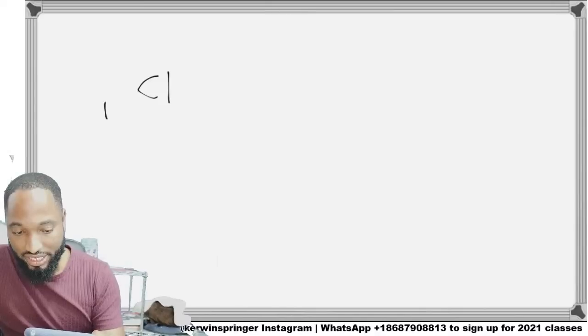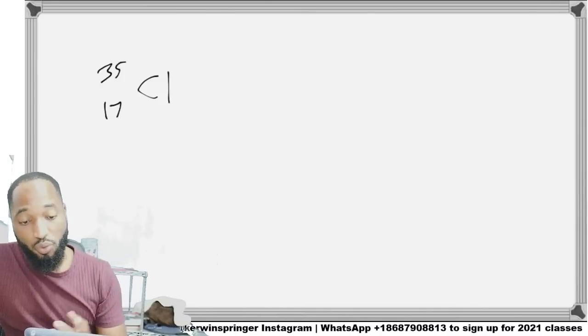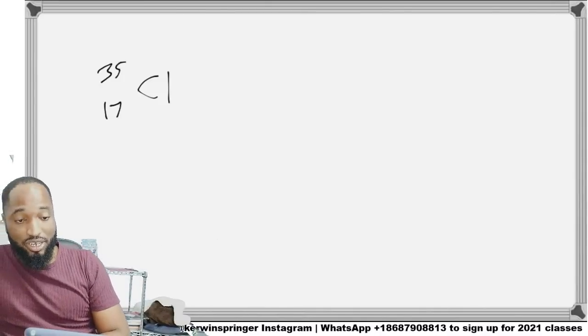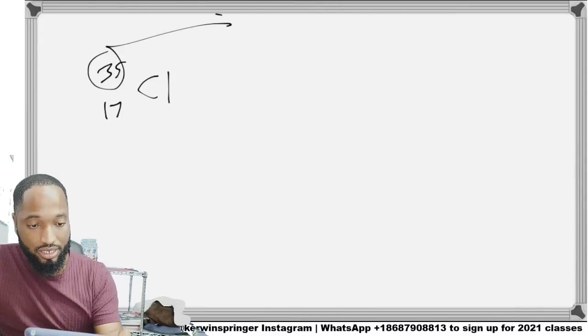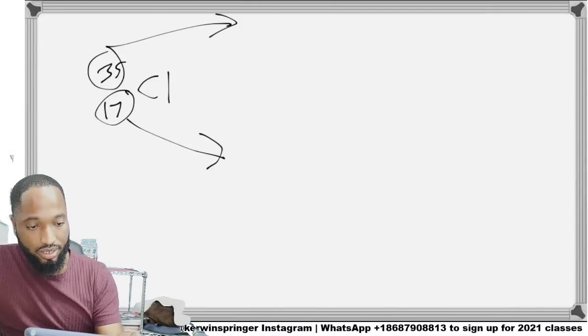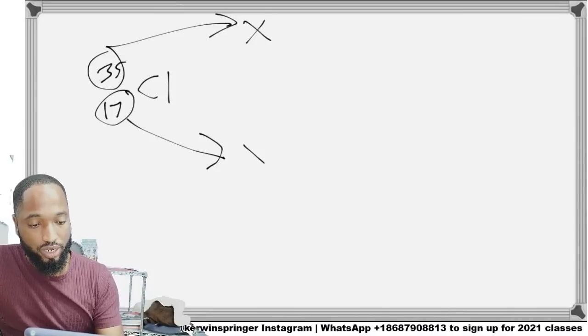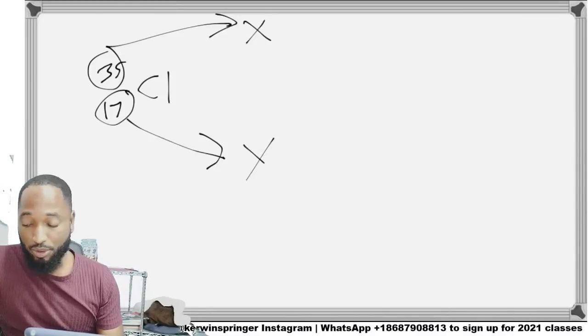Next thing, you should know your notation. For example, if you see Cl-17-35, you should know which one is the atomic number and which one is the mass number. So which one is the atomic, which one is the mass number?